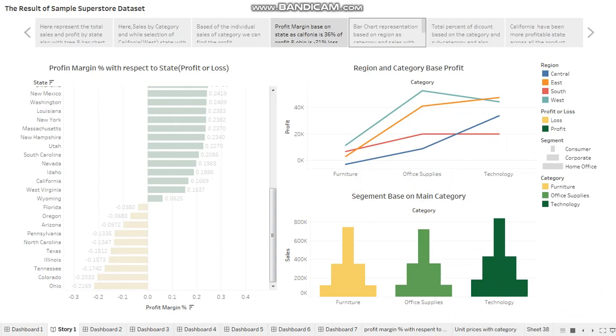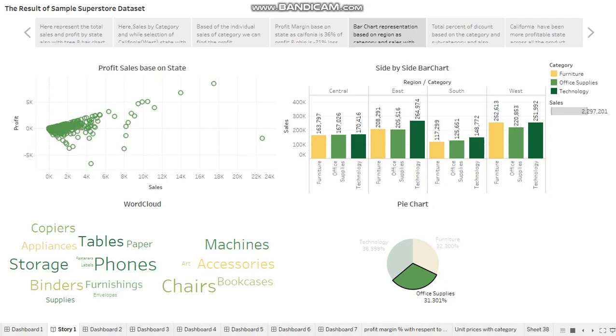Next we have to move on. There is a representation of profit and sales based on the states, and then the type of bar graph, a side by side bar graph, based on the region: central, east, south and west. On that we have to represent the different categories and what the sales of those particular categories are. Then we have to represent the subcategories.